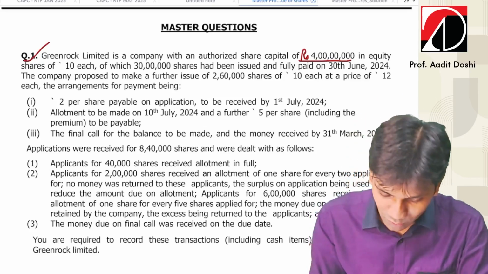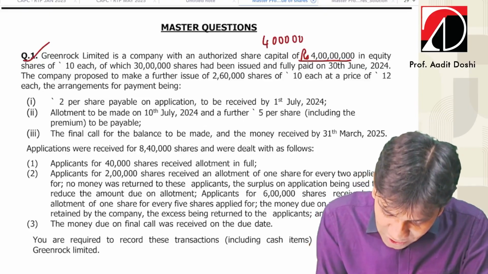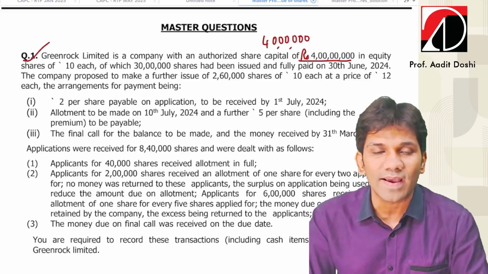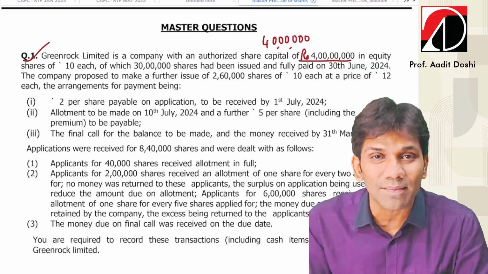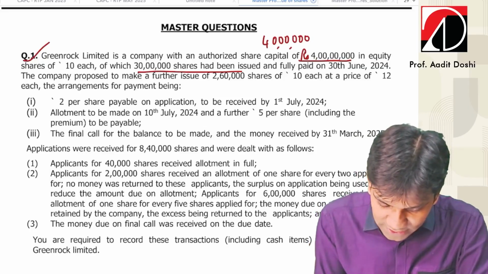It is rupees 4 crore in equity shares of rupees 10. Can I say 40 lakh shares have been authorized by the company? 40 lakh shares of rupees 10, which comes to 4 crore, of which 30 lakh shares had been issued.